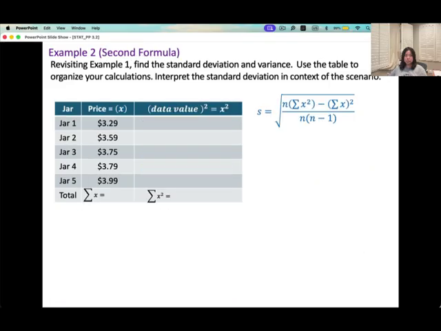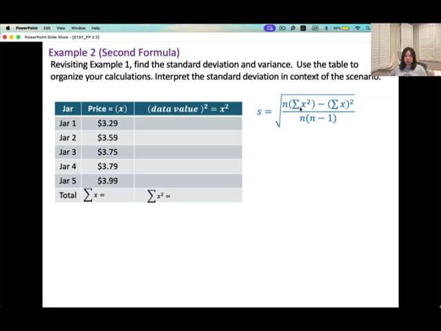Okay, same example, but this time we're gonna use the second formula. Again, you don't have to know both of them. You could only pick one formula. For me, I would think this one is much easier. Okay, and then I'm gonna show you guys why with the calculator.